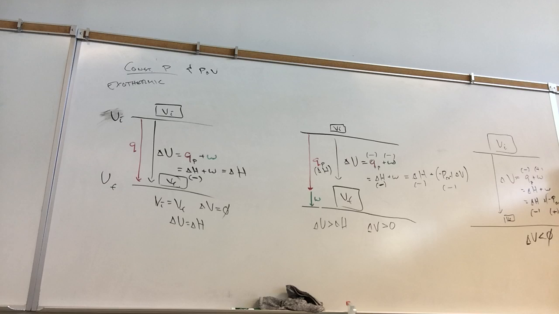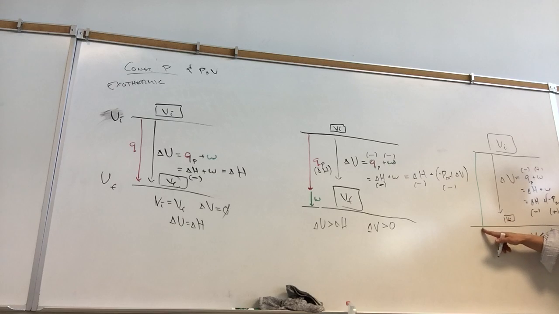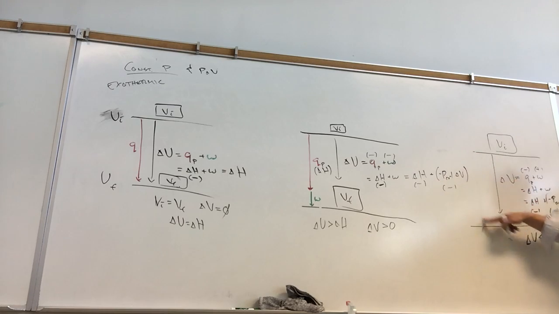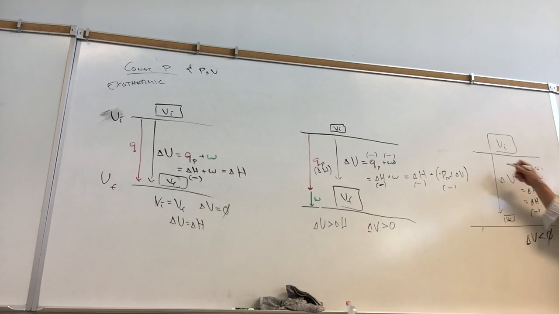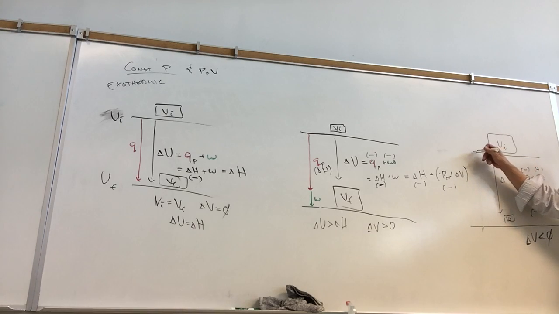What does that mean? Well, visually, this is what it's going to mean. Actually, let's do the work first. Who's doing the work, the system or the surroundings? Surroundings. We'll look at the work first. The surroundings does work on the system. The system gains energy by the surroundings doing work on it. You see that?